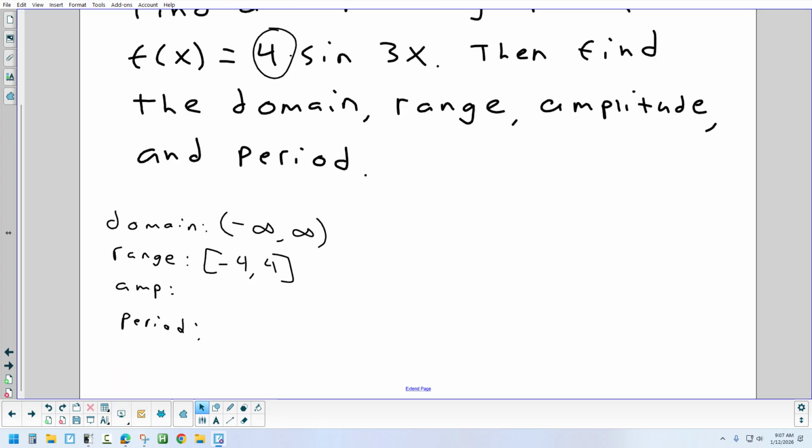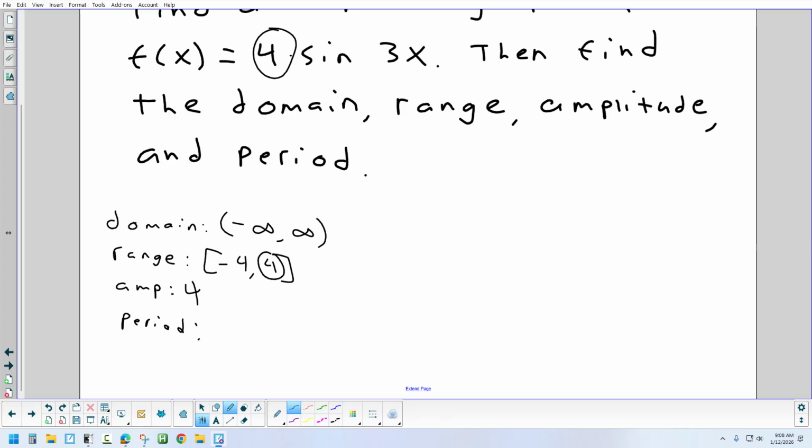What would be the amplitude of 4 sine 3x? Yep, it would be 4 because there's no vertical shift. When you throw in a vertical shift, that's when it can change this number and that number. Because there's no vertical shift, they will be the same. So amplitude is always the absolute value of the number in front.